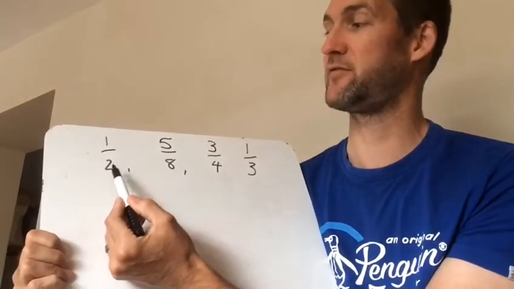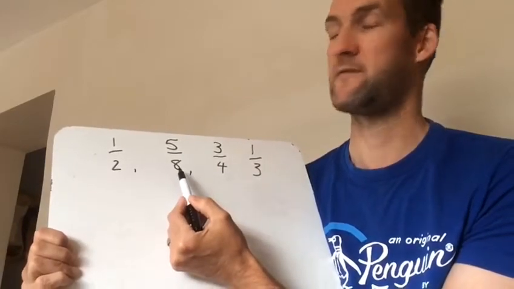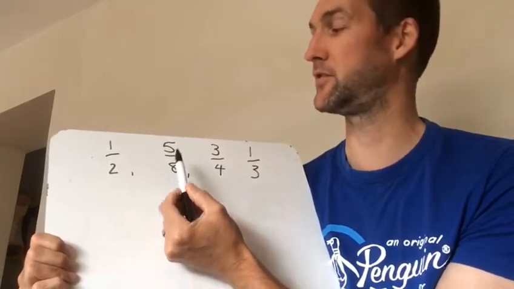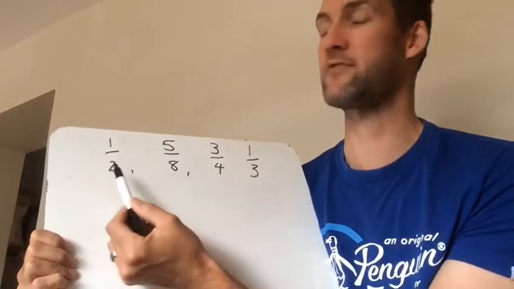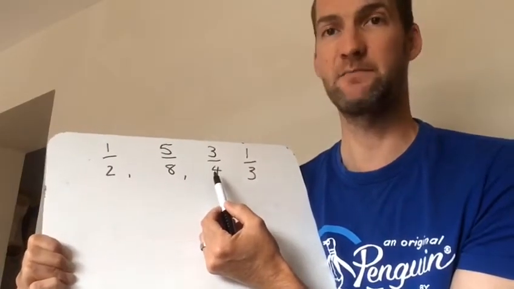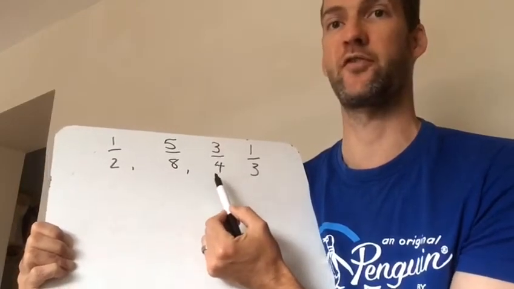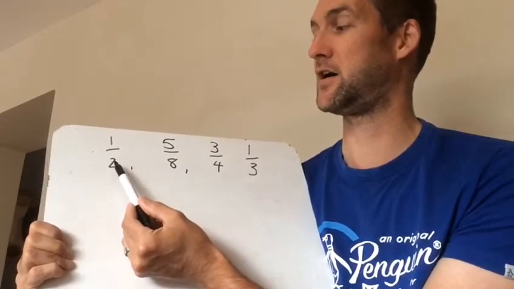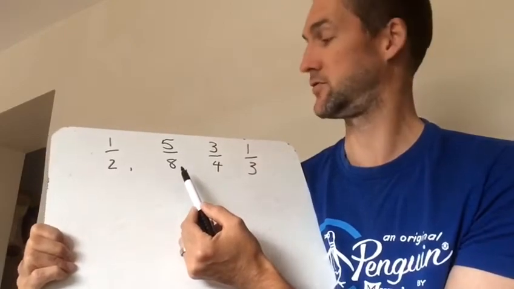Well, I can see that my first one is exactly half. My second one, 5/8, that is more than a half. Now I know that because if it was 4/8, that would be a half. So that one I know already is bigger than a half. 3/4, again, that is bigger than a half. I know that because 2/4 would be a half. So already I know that a half is below these two fractions already.